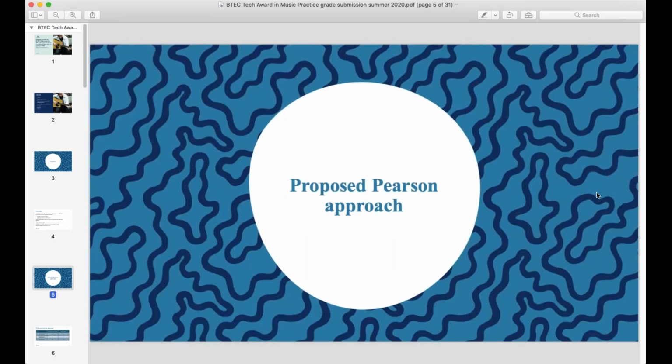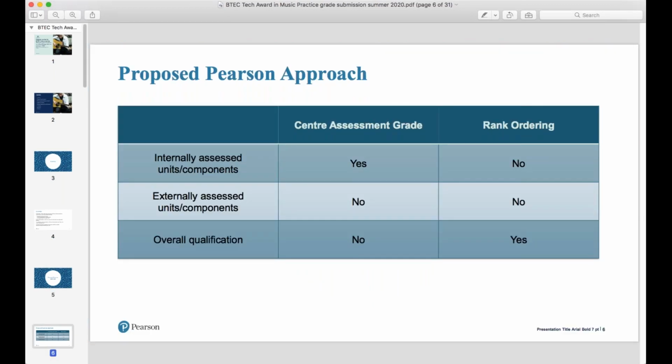So to look at the proposed Pearson approach, the proposed approach from Pearson is for centres to submit centre assessment grades for internally assessed components that were due to be completed between the 20th of March and the 31st of July. Provide a calculated grade for externally assessed components that were due to be taken this summer, and for centres to provide an overall rank order for all learners on a BTEC programme, but not include an overall grade.